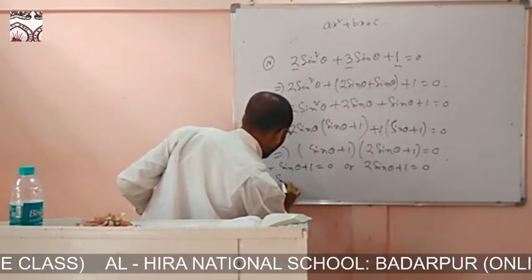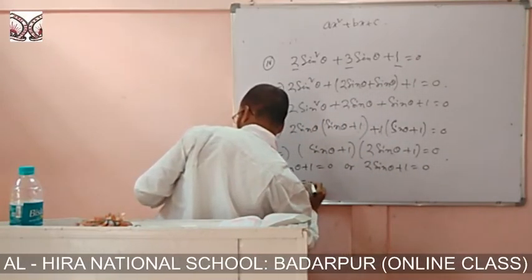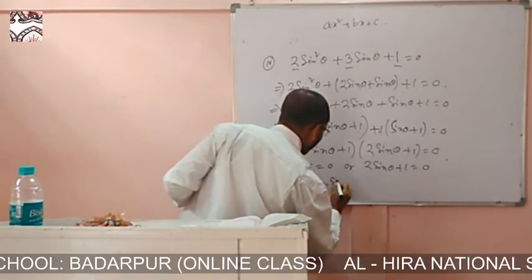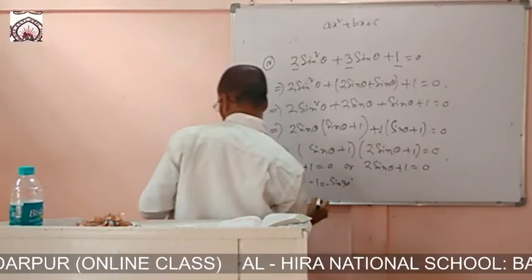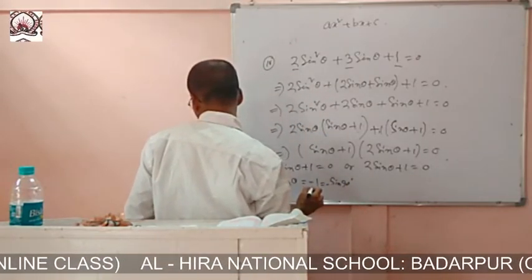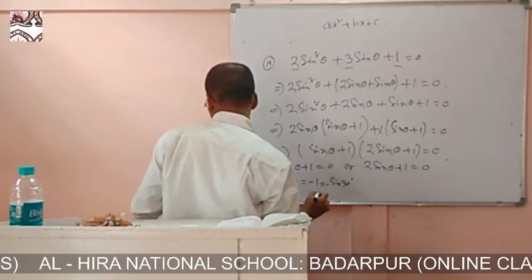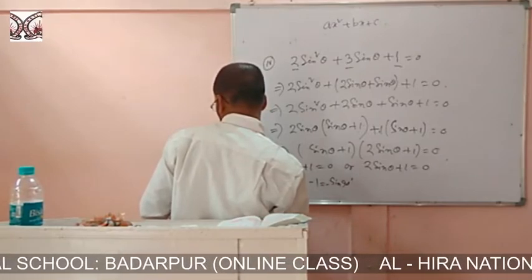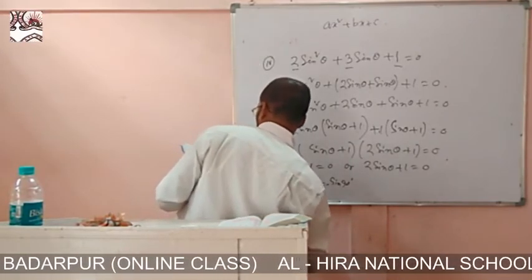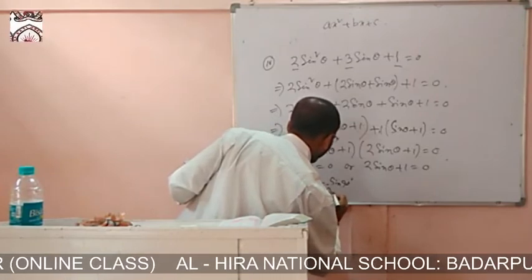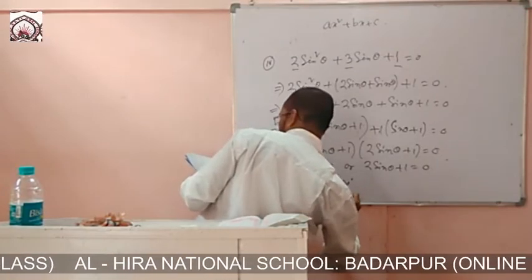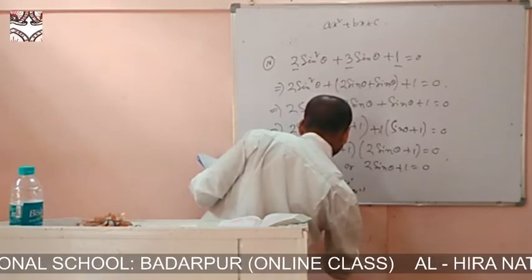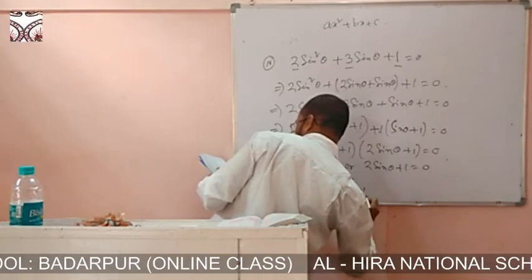So sin theta is equal to minus 1. So minus 1 means the value is minus sin 90 degree. So minus sin 90 degree, we can write sin 180 plus 90, which is equal to sin 270 degree.